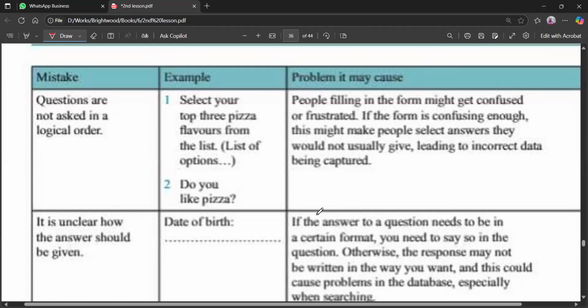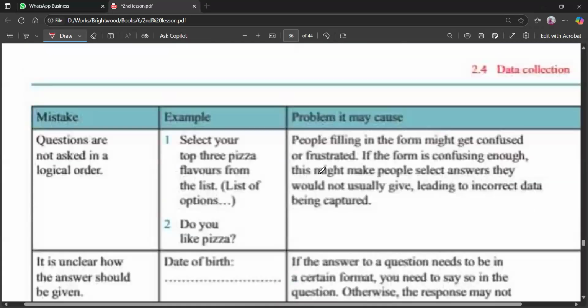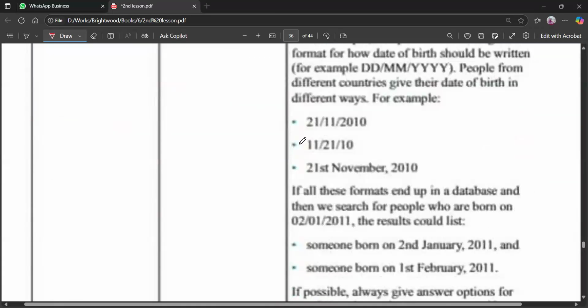And next thing, if it is unclear how the answer should be given. Okay, is that one unclear? How should the answers be given? First of all, you can ask about date of birth. If they are asking date of birth, you can ask with the real format. First of all, date, month, year. Like that one, they should mention how you should answer. If you ask date of birth, you can write like this, or write like this.